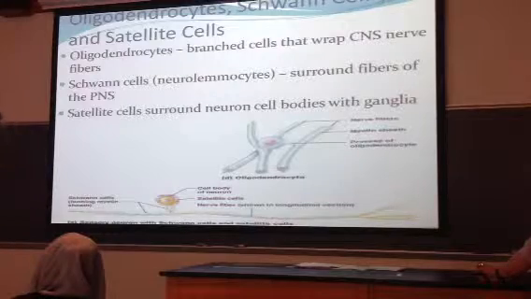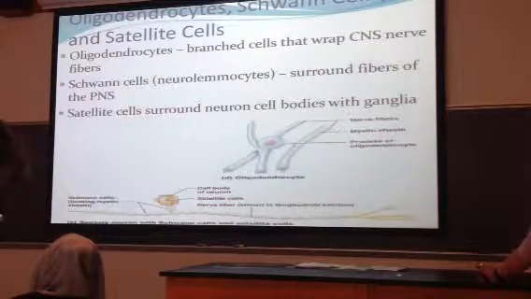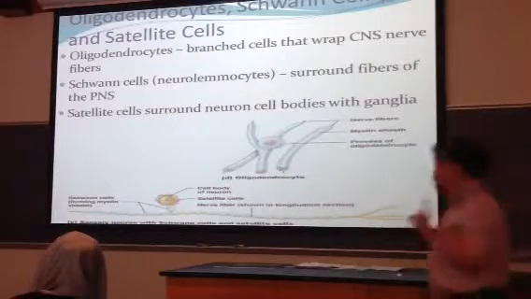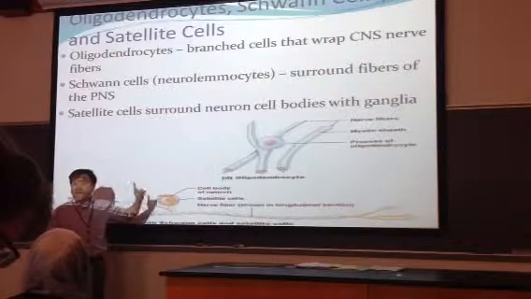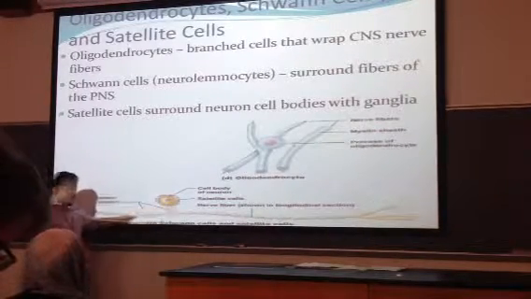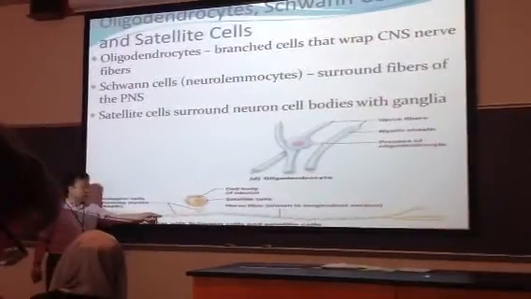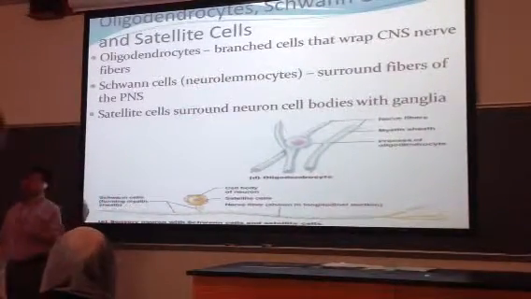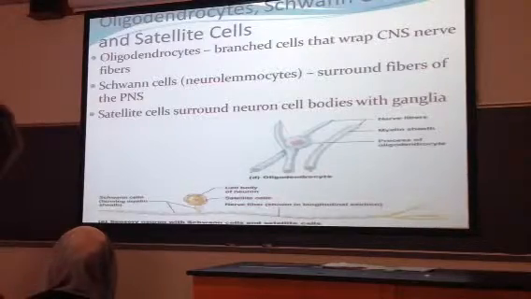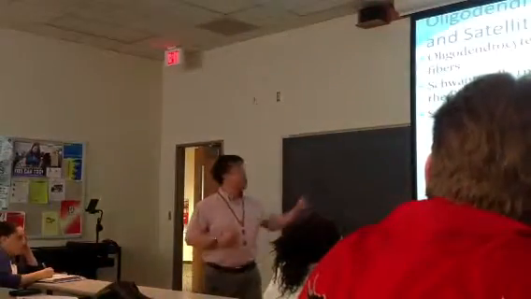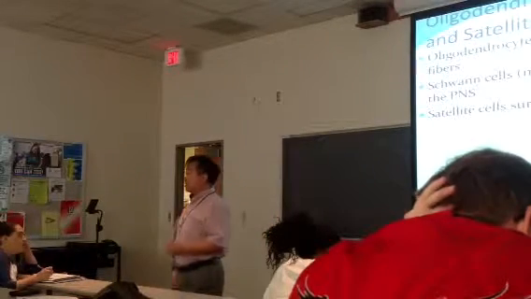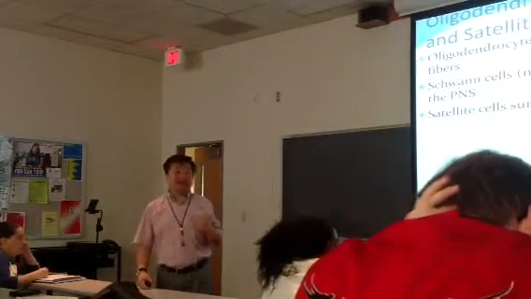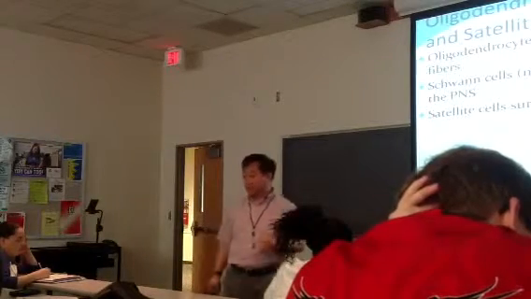The next two cells, the Schwann cell and the satellite cell, are found in the PNS. However, they function almost the same. This is a typical neuron found in the PNS, with the cell body and axon right here. Do you see that? The axon also has a myelin sheath. However, the cells that make up the myelin sheath around neurons in the PNS are not oligodendrocytes. They are Schwann cells. So Schwann cells make up the myelin sheath in the PNS, whereas oligodendrocytes make up the myelin sheath in the CNS. That's the difference.